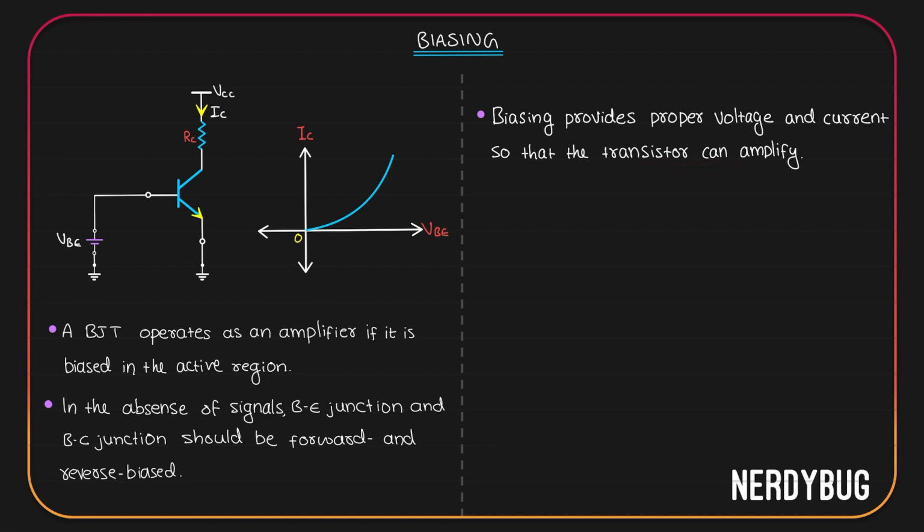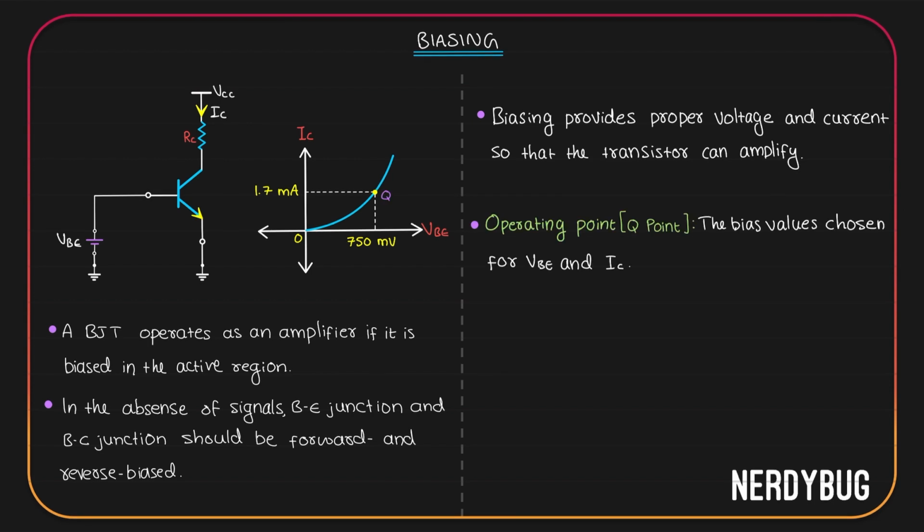Assume that I am giving a VBE value of 750 millivolt. Upon calculating, I can see the collector current is going to be around 1.7 milliampere. Let us show that on the IC versus VBE graph over here. VBE is 750 millivolt, and because of that I got a collector current that is equal to 1.7 milliampere. So technically we can say that the BJT is operating at this point on the graph. We call it the operating point or the Q point.